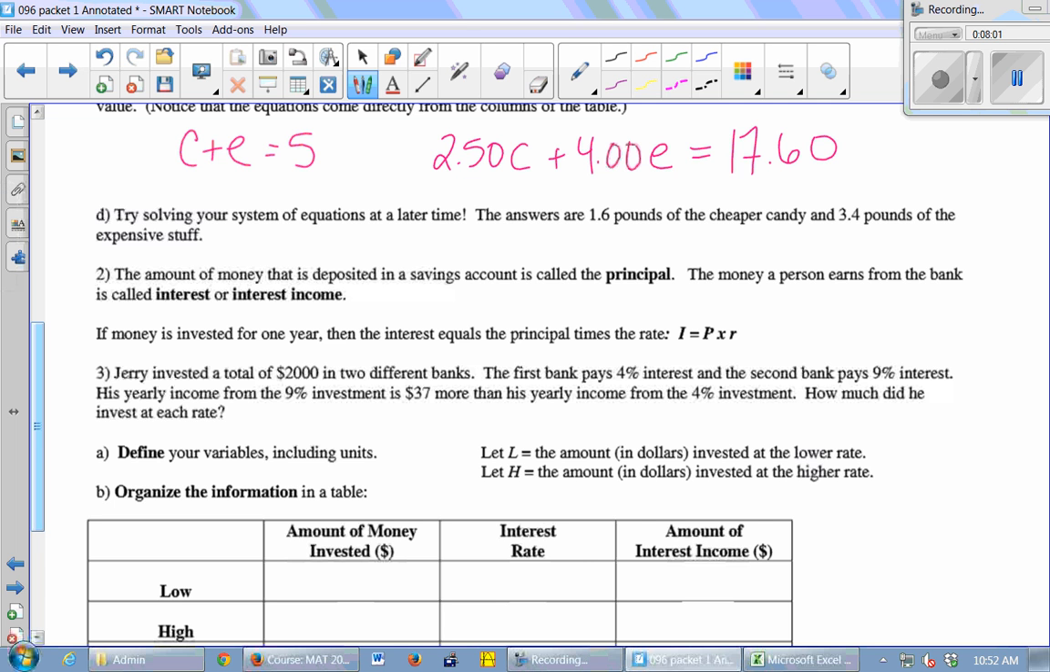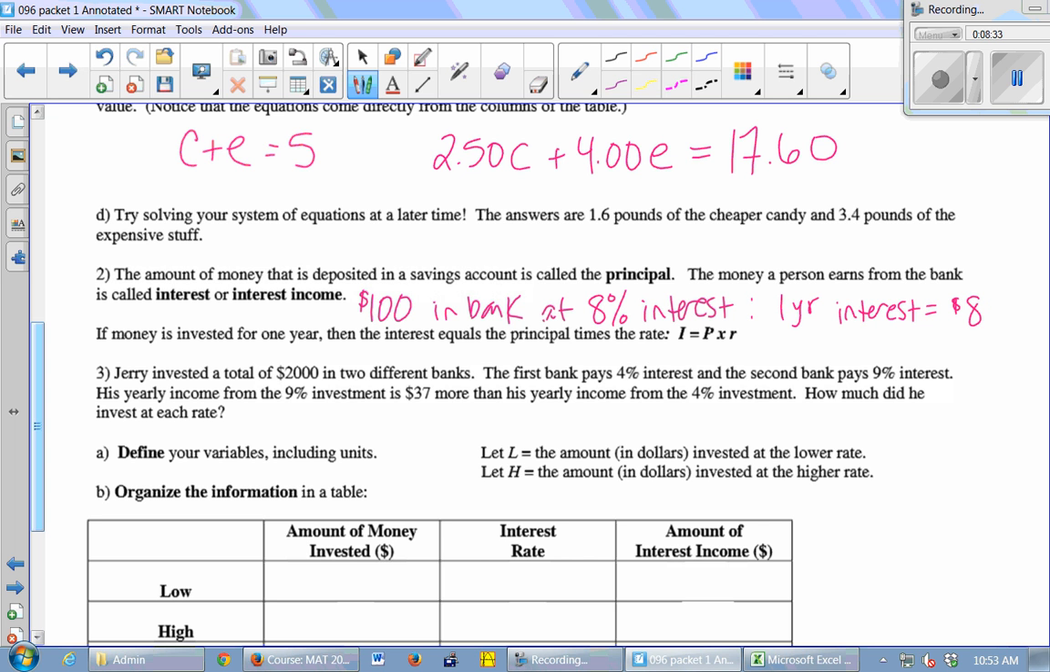The amount of money that you put in a savings account is called the principal, and the money a person earns from the bank is called interest or interest income. So just really quick, if I put $100 in the bank and it makes 8% interest, after 1 year, you would make $8.